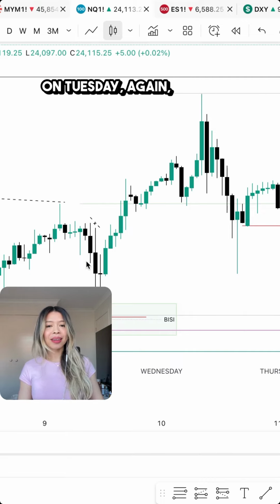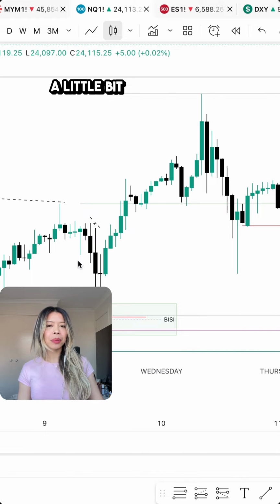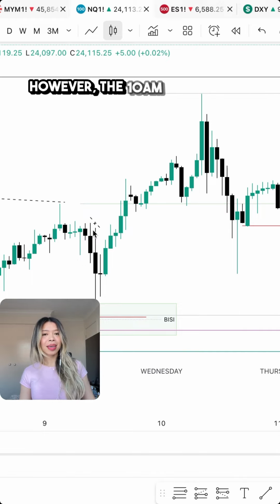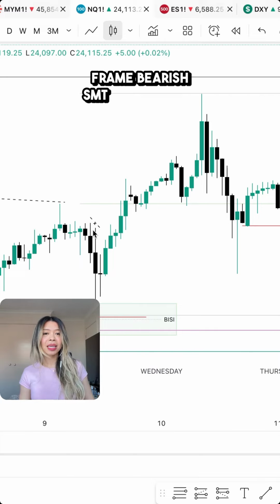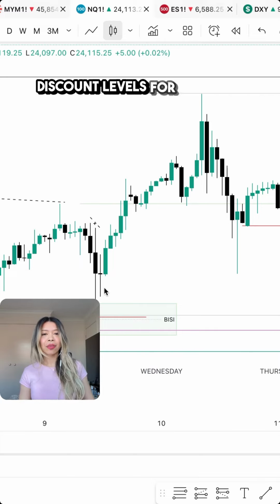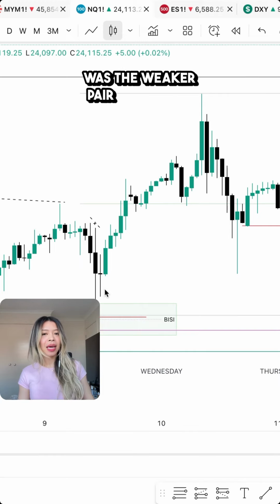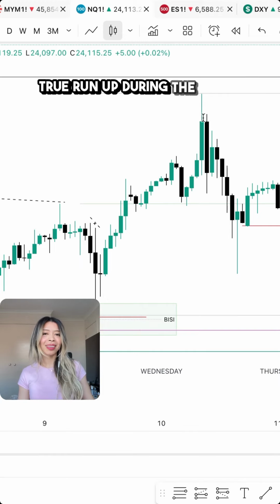On Tuesday, again, no news and the market was a little bit more complex. However, the 10 a.m. candle gave us a second intermediate time frame bearish SMT, trading into discount levels for ES, which was the weaker pair before the true run up during the lunch hour.